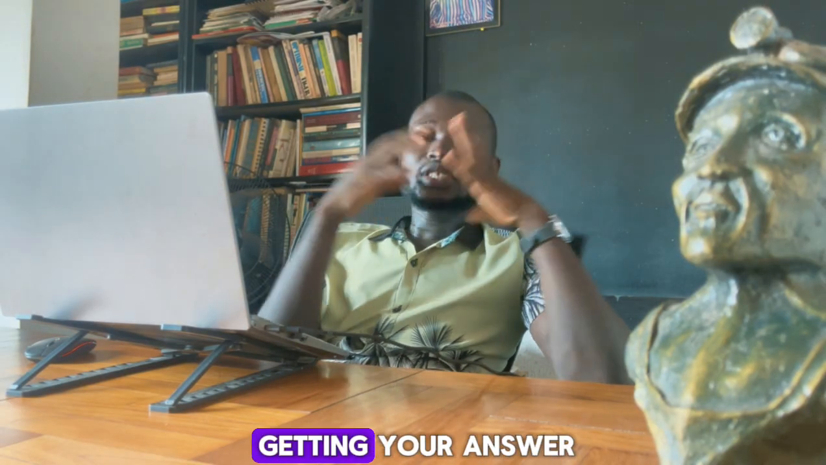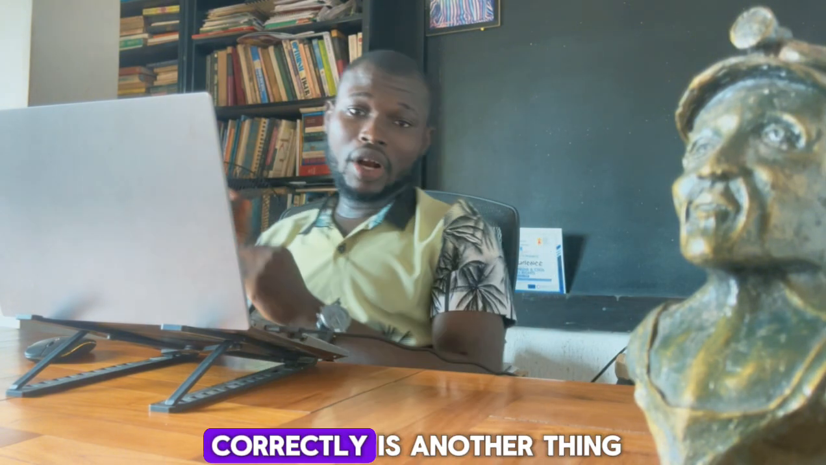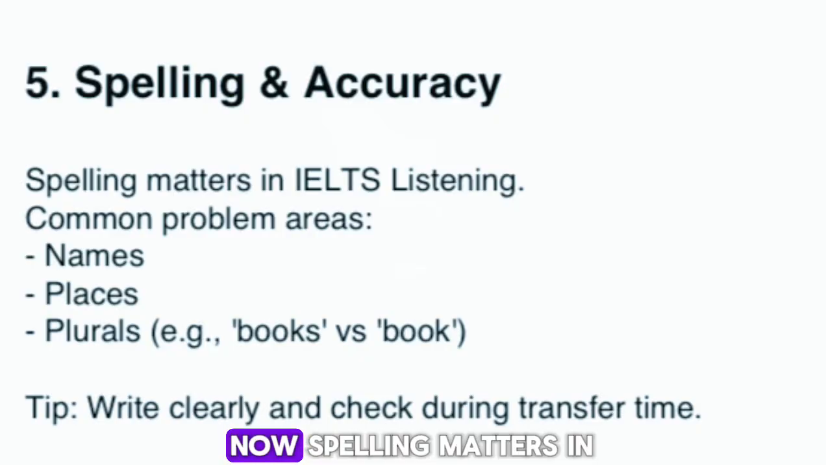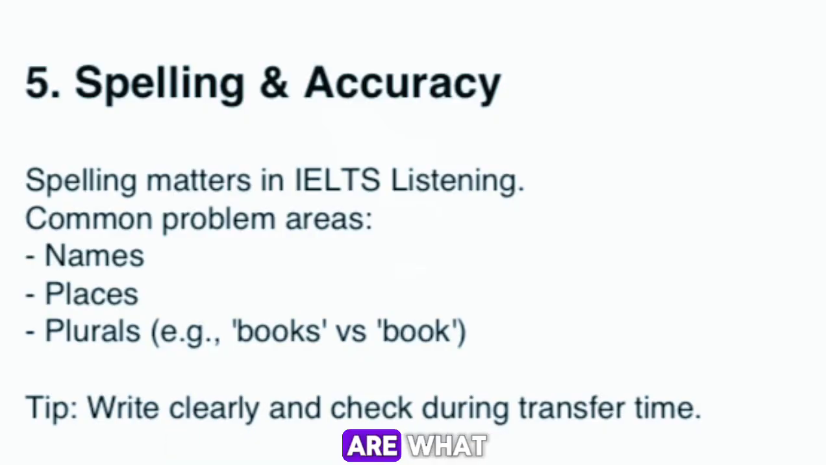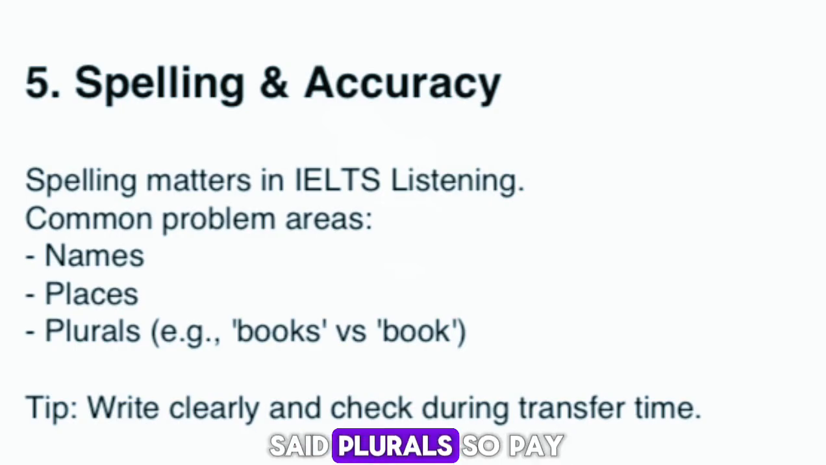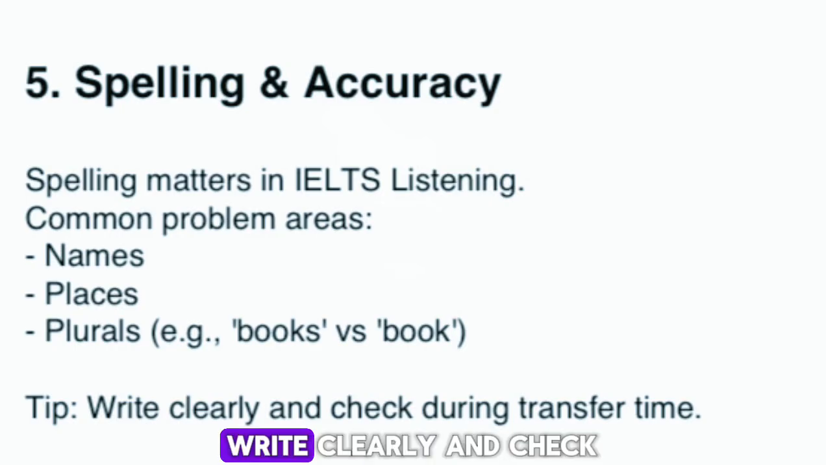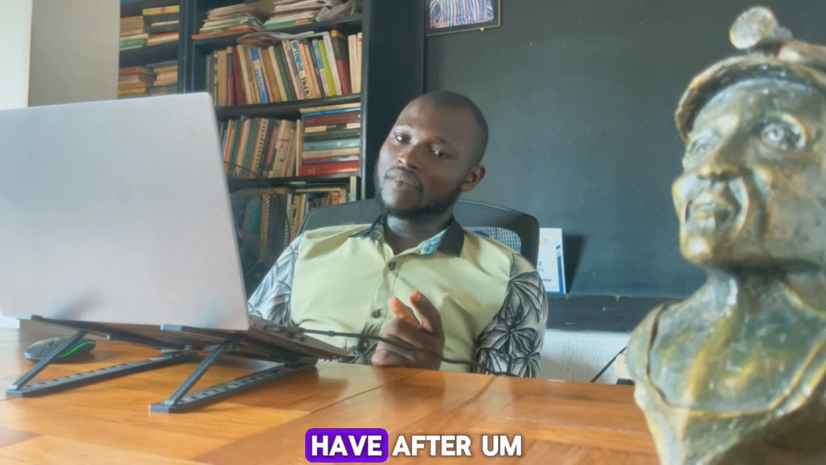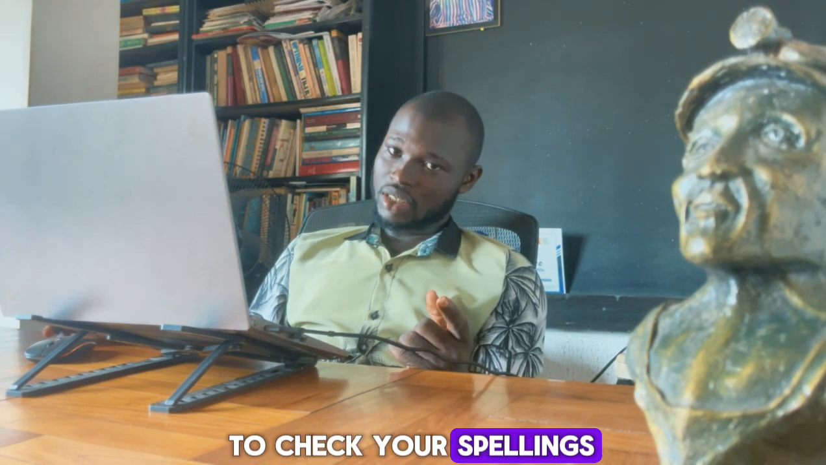Getting your answer is one thing, but spelling it correctly is another thing. So you need to pay attention to that. Spelling matters in IELTS listening. The common problem areas are names, places, plurals. Like I said, plurals. So pay attention to that. Write clearly and check during transfer time. Your transfer time, the 10 minutes you have after answering the whole question from section 1 to section 4, should be used to check your spellings and then put your answer correctly.